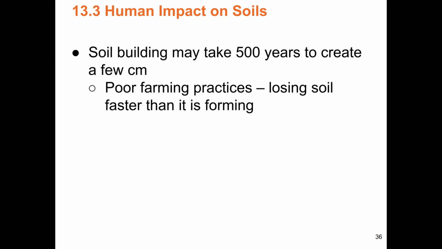Poor farming practices result in losing soil faster than it's forming. I want to say since the 1960s, we've probably lost half the soil in the Plains states. A problem in dry regions is they become drier. That's called desertification.